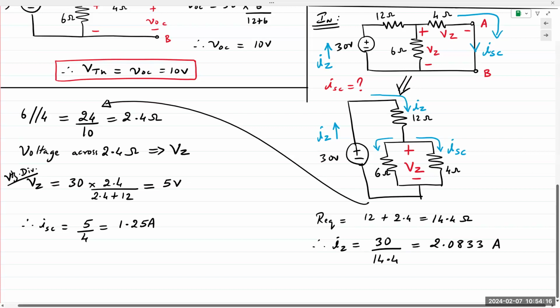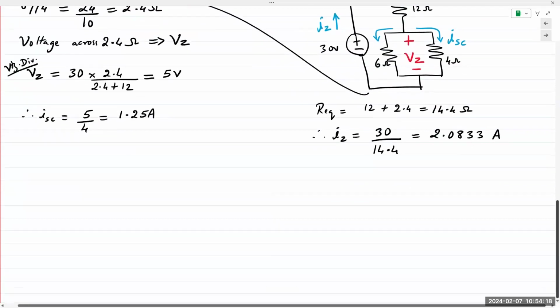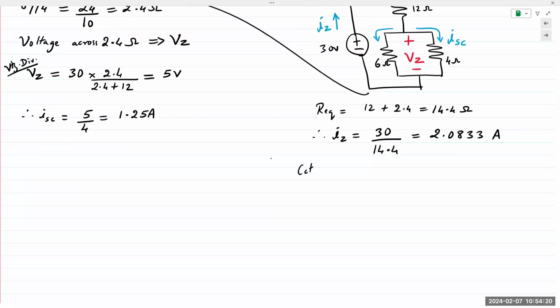Amps. And then if I wish to apply current division, I can find the answer by writing out this equation. ISC would be a fraction of IZ, so 2.0833 times my REQ for 6 and 4.